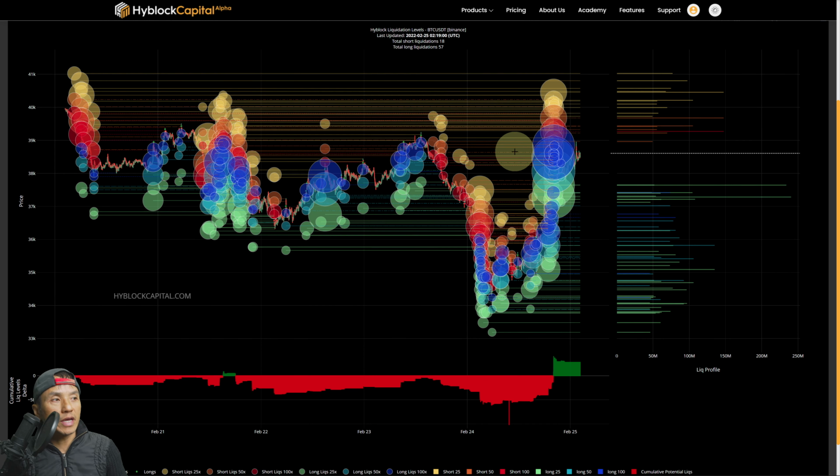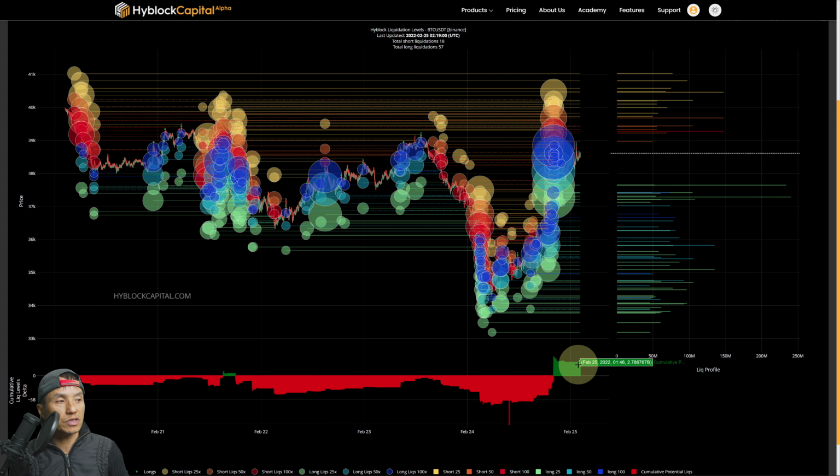This is the liquidation level map from High Block Capital. And you can see here, we had a long period of shorts being, there were more high liquidation levels for shorts. And then that changed when price had a significant bounce up right here, just before the additional sanctions were announced. And at the time that the sanction was announced, Bitcoin just shot up. That liquidated a lot of the shorts. So now we have more high liquidation levels for longs than we do shorts.